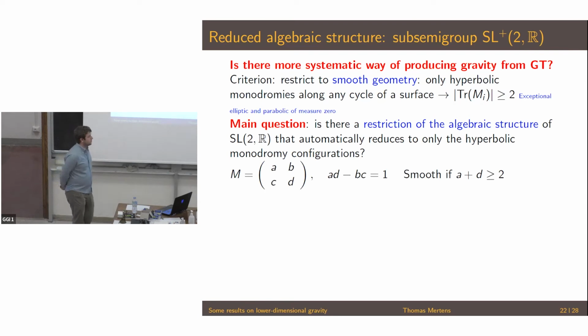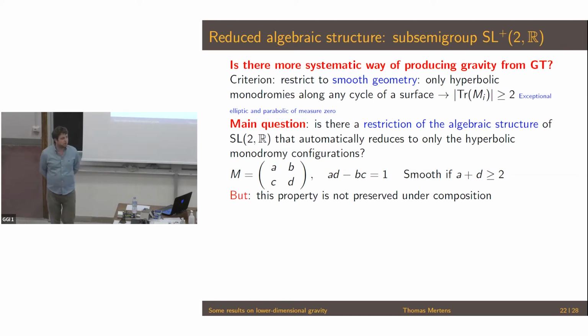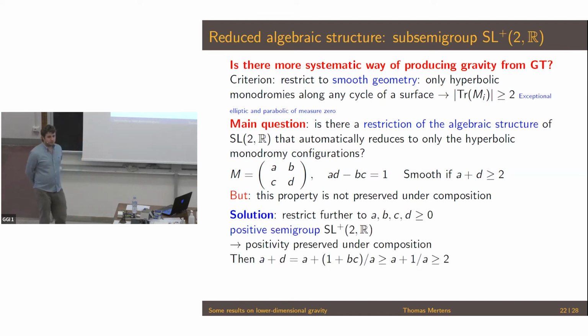So let's look at SL2R. Just in the fundamental representation, so (A B; C D) with AD minus BC equal to 1, then this corresponds gravitationally to a smooth geometry if the trace is bigger than 2, or if A plus D is bigger than 2. But restricting to SL2R matrices with trace bigger than 2 does not compose well. This property is not preserved under composition. If you have two matrices that satisfy that property, then their product does not automatically satisfy it. But there is a solution. You can actually restrict further to having all 4 entries A, B, C, D be positive numbers. And in this case, the product of 2 such objects is again contained within the same set, but it doesn't form a group.